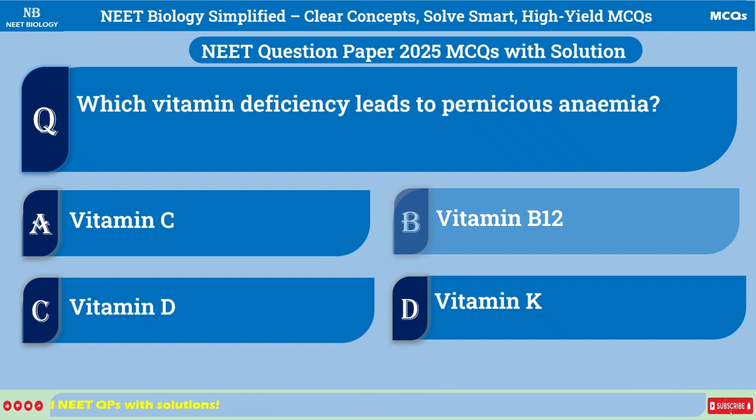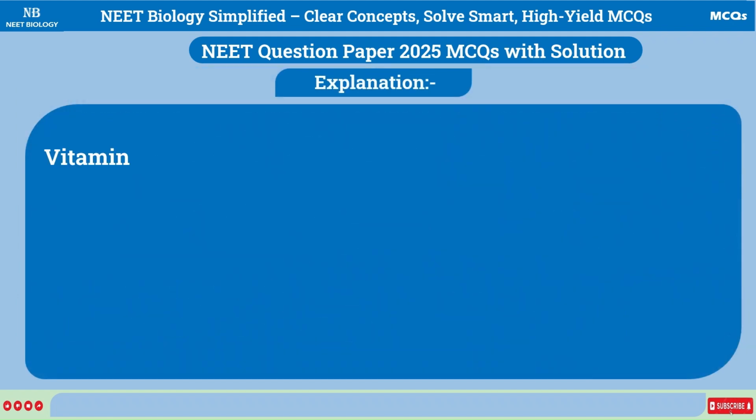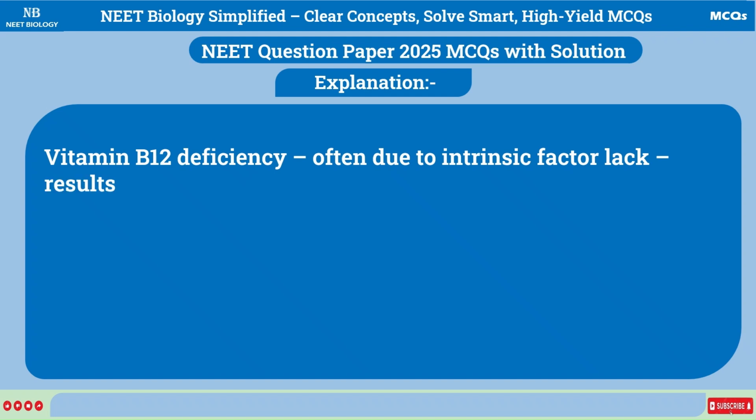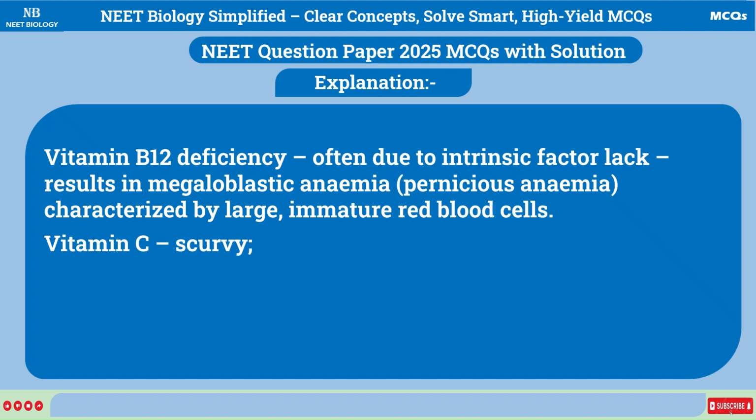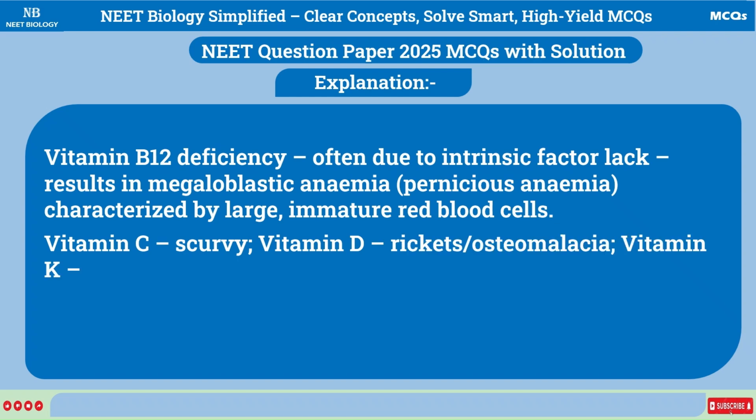Correct answer is B. Vitamin B12. Explanation: Vitamin B12 deficiency, often due to intrinsic factor lack, results in megaloblastic anemia, pernicious anemia, characterized by large, immature red blood cells. Vitamin C, scurvy. Vitamin D, rickets, osteomalacia. Vitamin K, bleeding disorders.